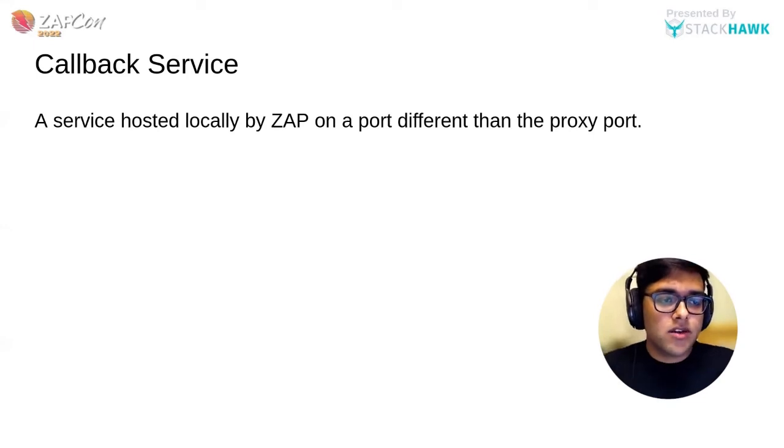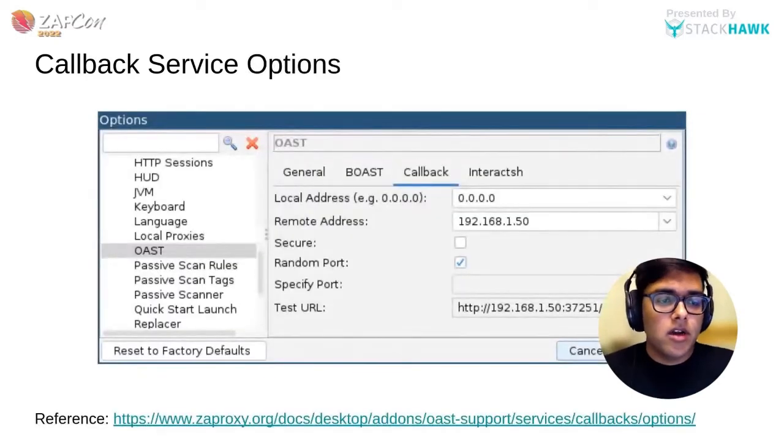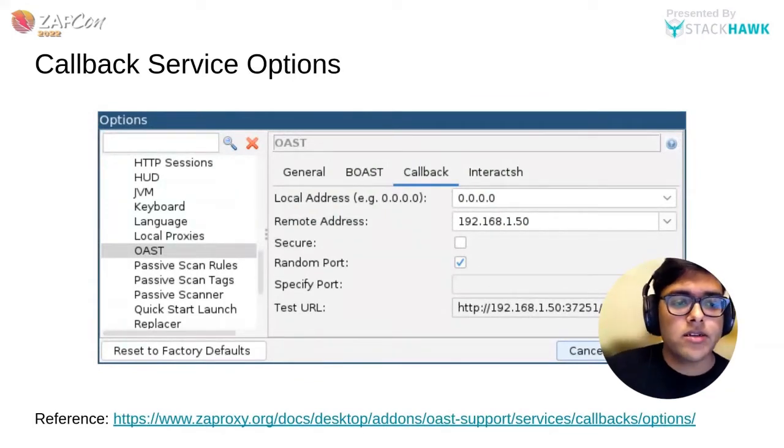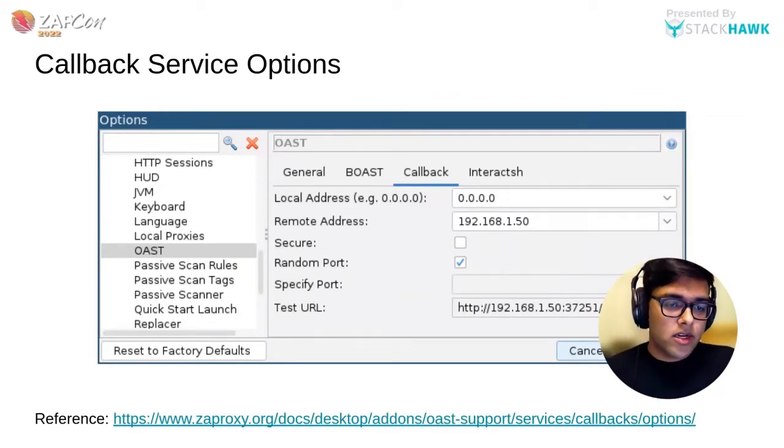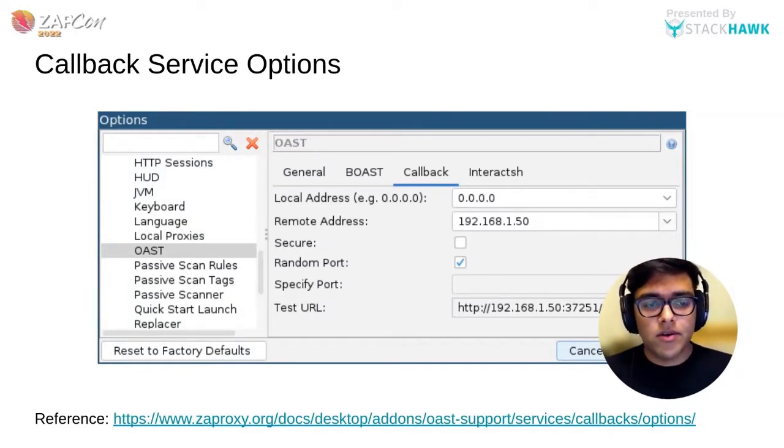So the callback service, as I mentioned, is hosted by ZAP and it's on a port different than the proxy port. There are various options available here. We have the local and the remote addresses. The local address is the address that the callback service binds to. The remote address is how computers on the network can access or interact with the callback service. So let's say you have your phone and your computer on the network. If you go to this IP address, the interaction will show up in ZAP.